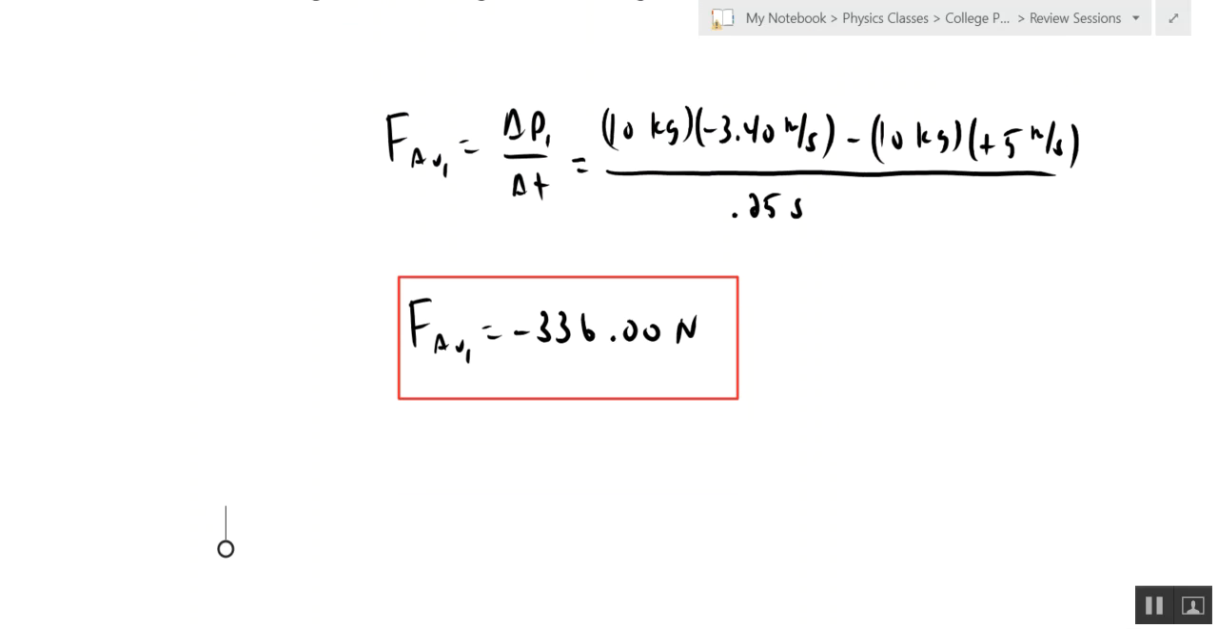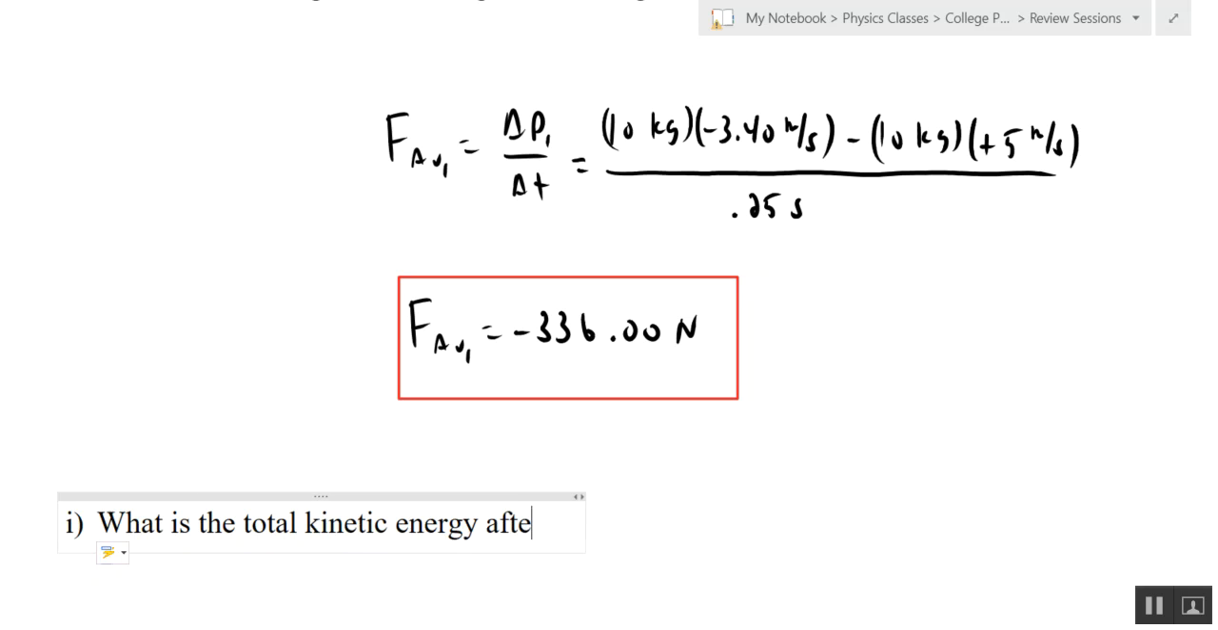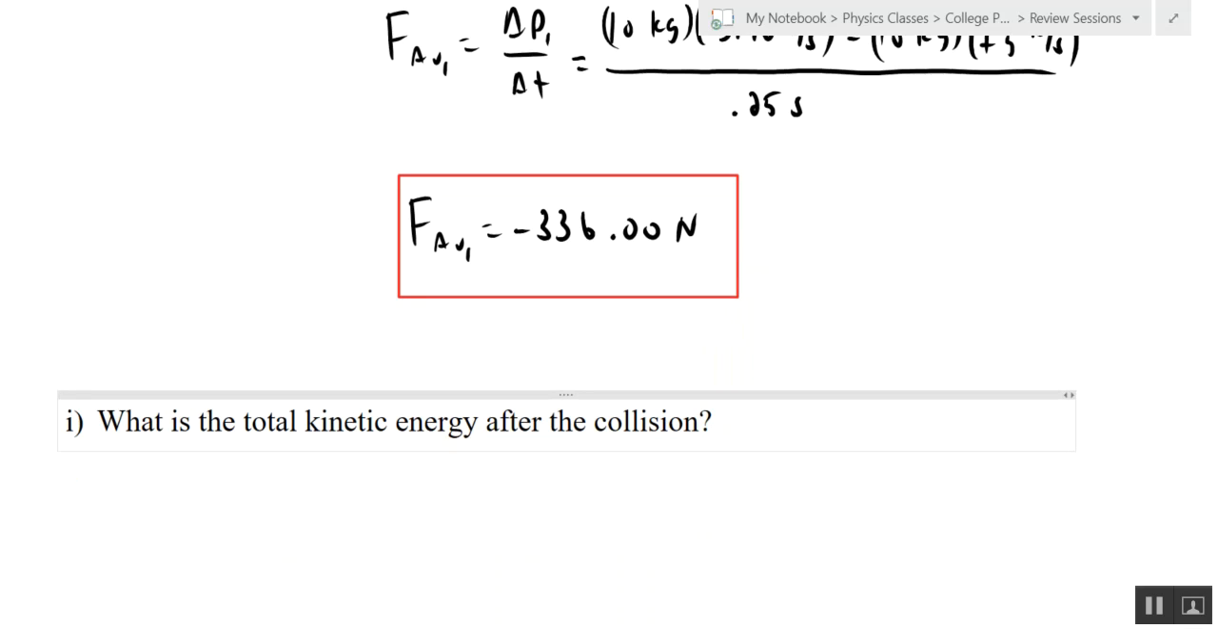All right, one last part, and then we're done with this one, which would be part, what are we on? HI, right? Okay, so you could do it either way. There's two ways to do this problem. It doesn't matter which way you do it. But what is the total kinetic energy after the collision? I'll probably do it in the opposite way of the way you're going to do it, if I had to guess. So I'll show you both ways. You'll probably do it one way, I'll do it another way.